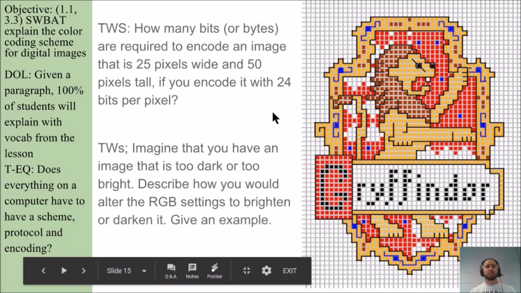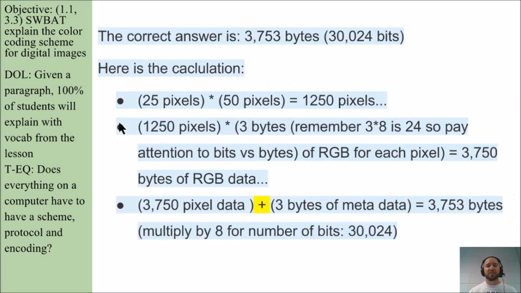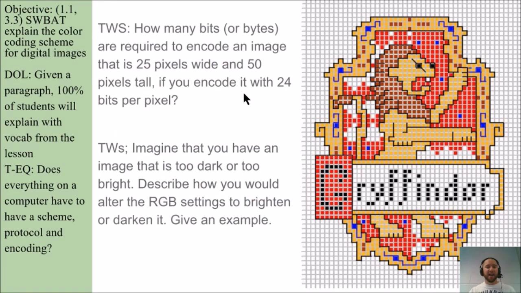If you want a slower approach, you could think that if it's 25 pixels wide and 50 pixels tall, and each pixel has 24 bits in it, you can do the same multiplication just the other way. However, the reason it's 30,024, I realized, was I totally forgot about the metadata. What does it say? How many bits are required to encode an image that is 25 pixels wide and 50 pixels tall? You need metadata for the tall and wide part.